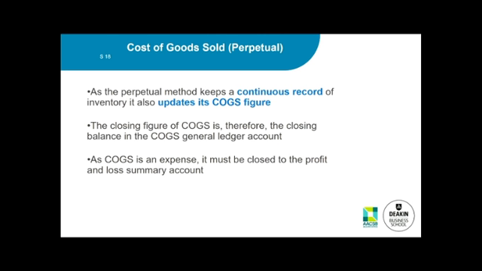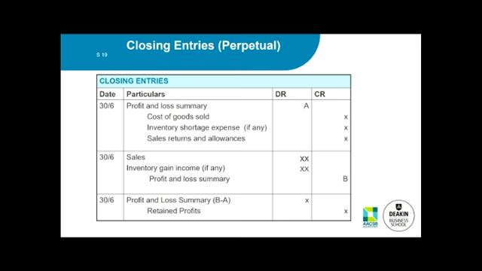As it is an expense, it must be closed off to the profit and loss summary, which is what we're going to do anyway for all our revenues and all our expenses. So let's have a look at the closing entries under the perpetual system. First of all, we have our profit and loss summary being debited because we're closing off all our expenses, right? We're closing our cost of goods sold expenses, we're closing our shortage expense, if there is any, there can be, right?